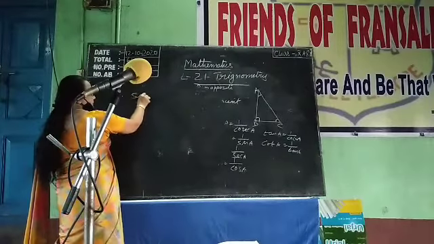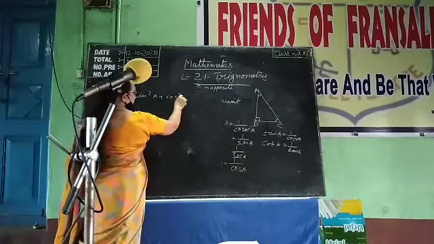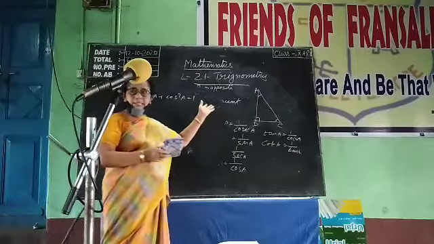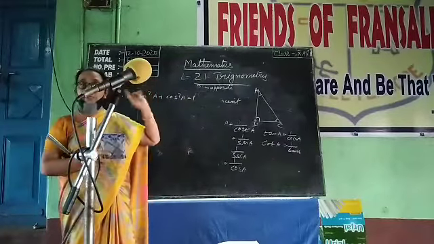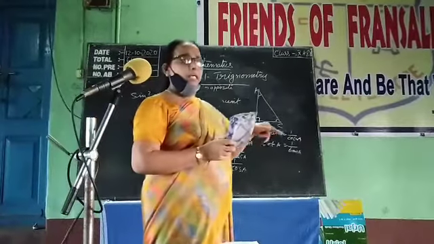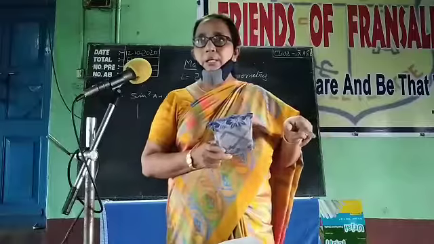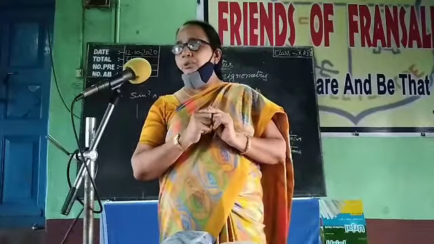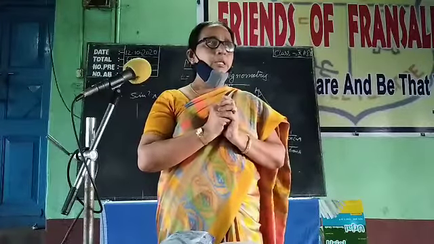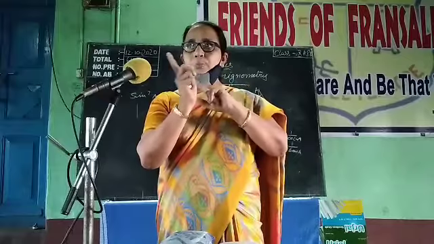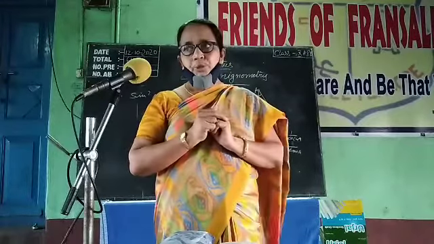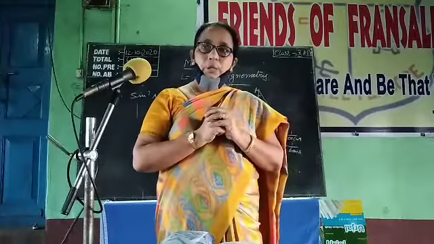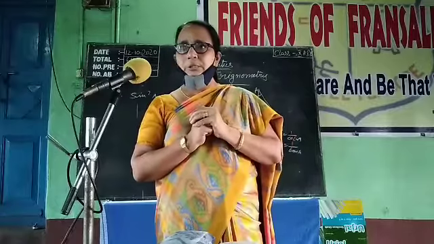First one is sin square A plus cos square A, which is equal to 1. That also I told you; we might have seen that one. Sin square A is perpendicular square divided by hypotenuse square, and cos square A is base square divided by hypotenuse square. So when we add both, perpendicular square divided by hypotenuse square plus base square divided by hypotenuse square will be the same as perpendicular square plus base square divided by hypotenuse square. And we know that perpendicular square plus base square is equal to hypotenuse square. So hypotenuse square divided by hypotenuse square is equal to 1.